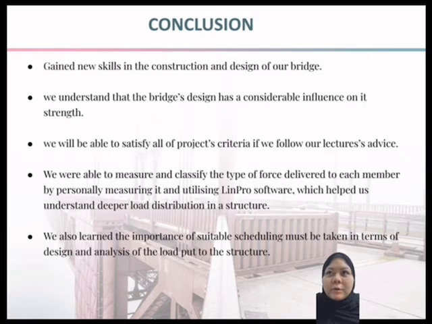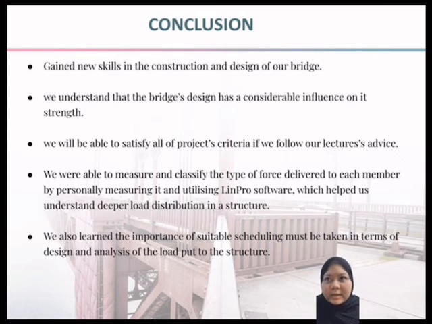Next is the conclusion. All of the group members were able to gain new experience in building and designing our bridge as a result of this project. At the same time, all of the group members can practice the bridge theory and calculation. We also recognize that the design of a bridge to be built has a significant impact on its strength.